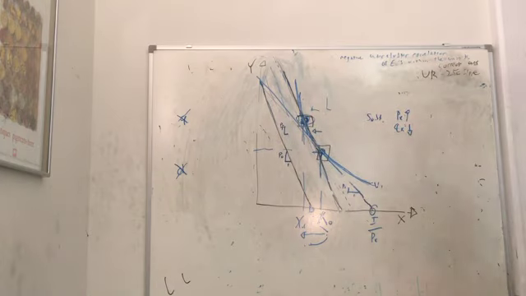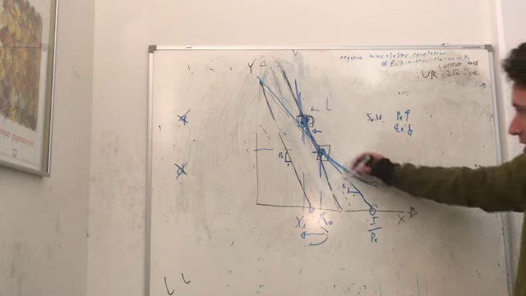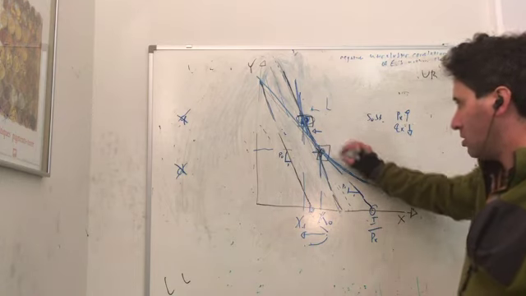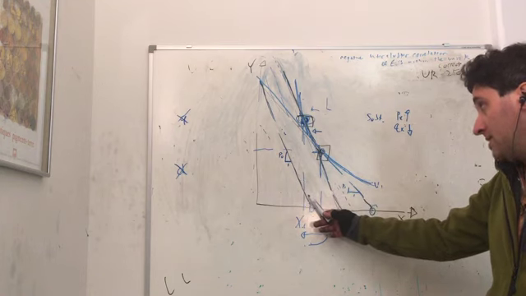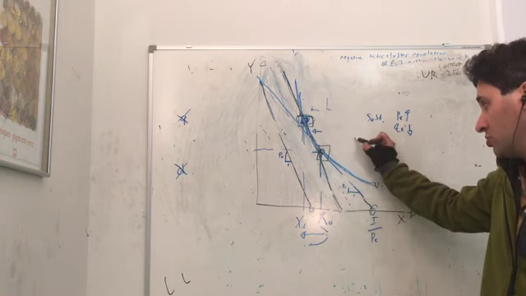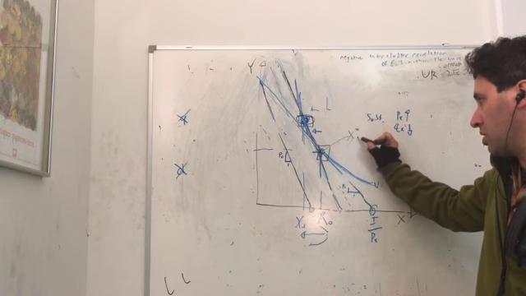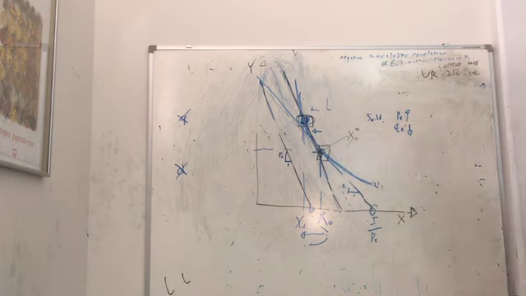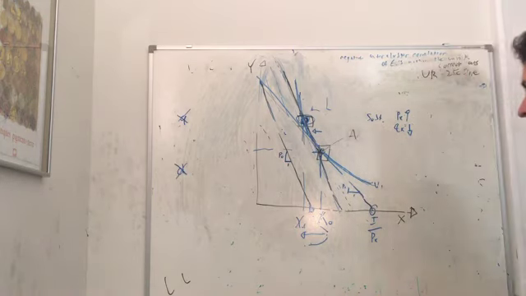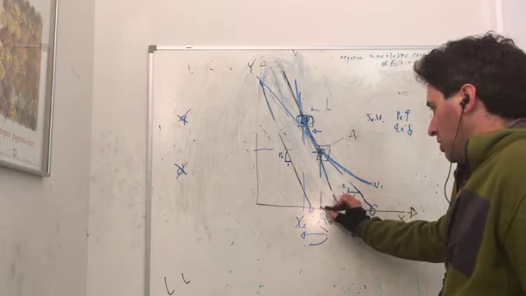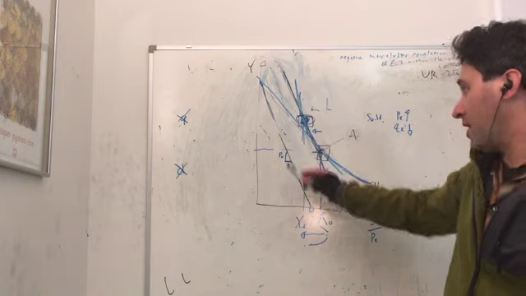Let's have a little room there. The new budget line. And unless it's a Giffen good, it will be a point where they're consuming less X than they started out consuming. This was the initial consumption choice. Let's just call it point A. Here's the initial X. So it's going to be a point with less of X.